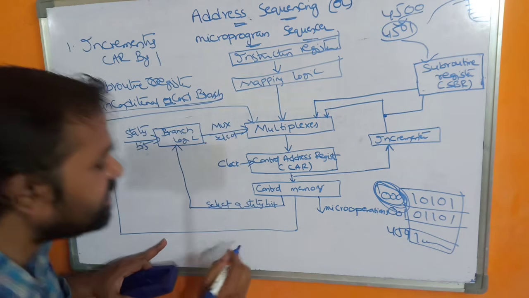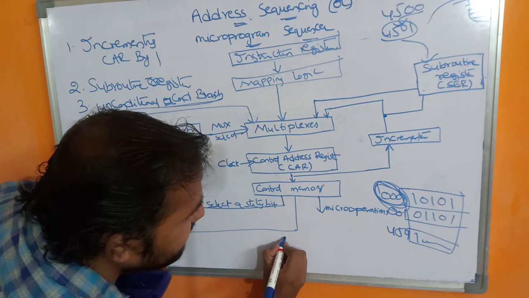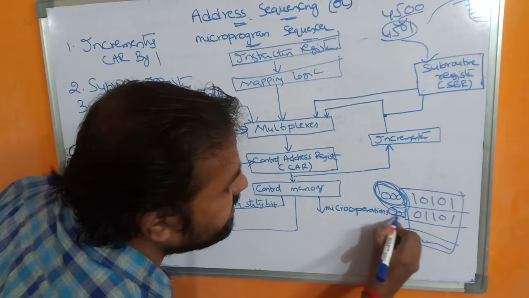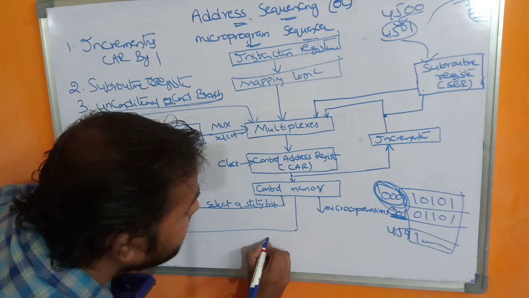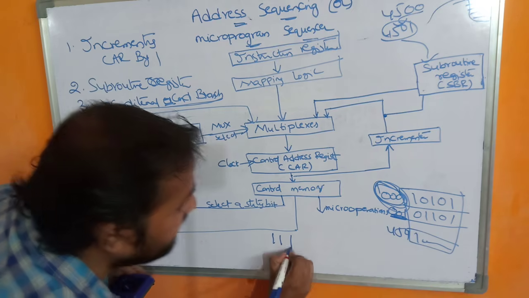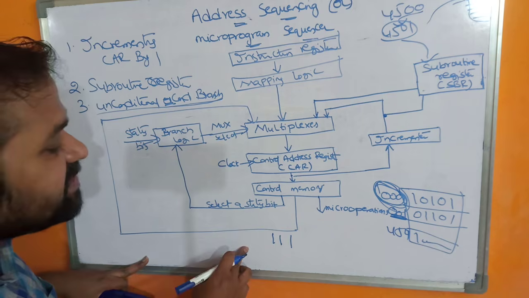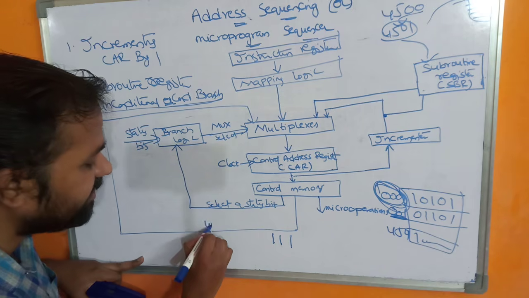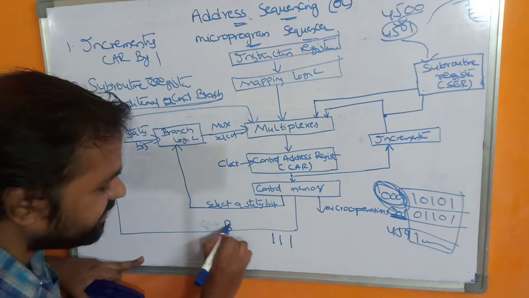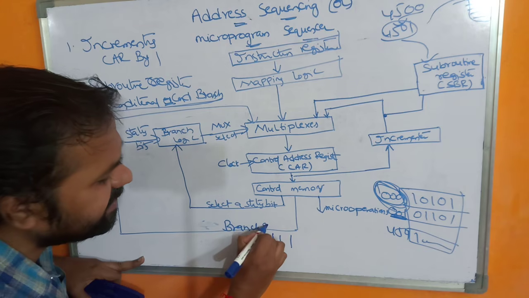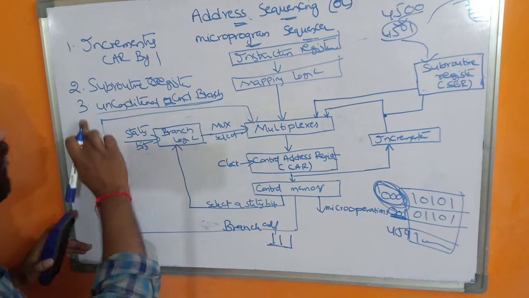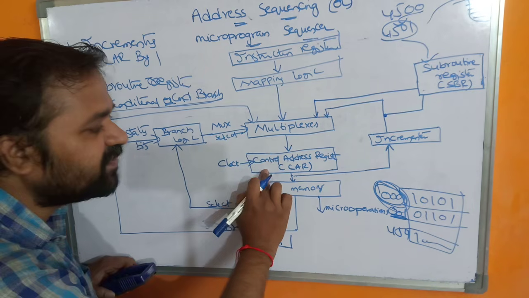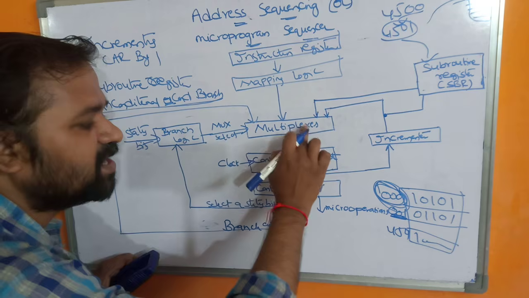So let us assume that here we have an address like this. Let the CPU be executing 001, whereas here let the address be 111. If it is an unconditional branch, then without checking any condition, here the condition won't be checked, the branch address is 111. So this 111 will be transferred to the control address register with the help of the multiplexer.